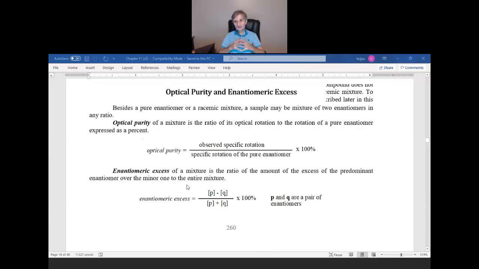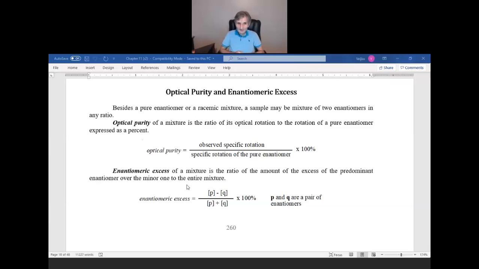So those are two extremes. We could have a pure enantiomer, or we can have a racemic mixture. But we could have anything in between. We could have a mixture that has more of one enantiomer than the other, but it's neither racemic nor pure. And then we talk about the optical purity of that mixture.